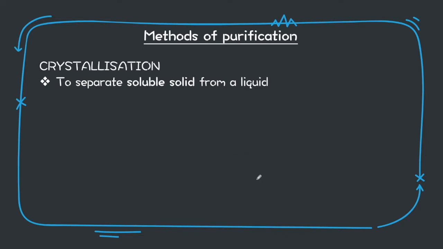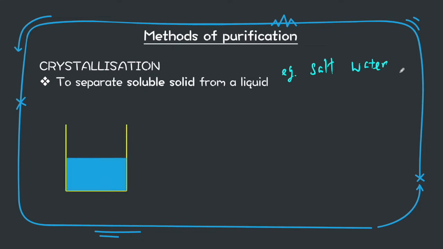Okay, the next one is crystallization. Crystallization is mainly to separate soluble solid from a liquid. For example, your salt water. So from here we have a solution, and the salt is going to dissolve in the water to form salt water. In order to do crystallization, you have to put the solution on this thing called evaporating dish, and you have to heat.